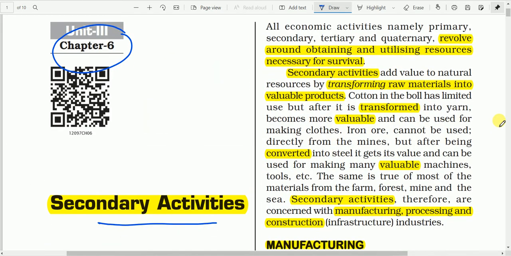So let us start. Before we start, can you see my screen, boys and girls? Yes, sir. Okay.